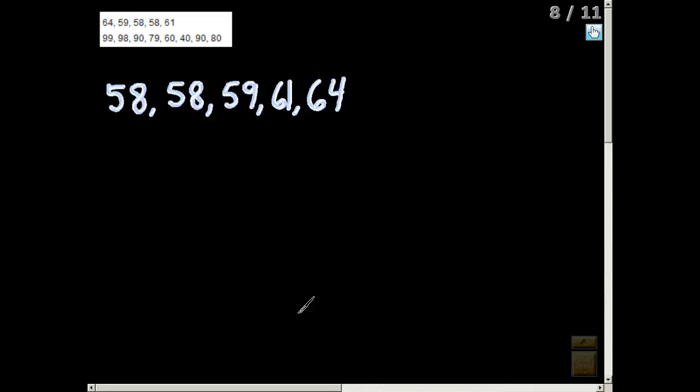So if I take a look at this set of data, I can see easily that 58 would be my mode. Okay, so the mode would be 58 because that occurs most often. That's occurring more than any other number. Now let's say, for example, we had the number 64 occurring twice and 58 occurring twice. That would just mean we would have two modes, 58 and 64.